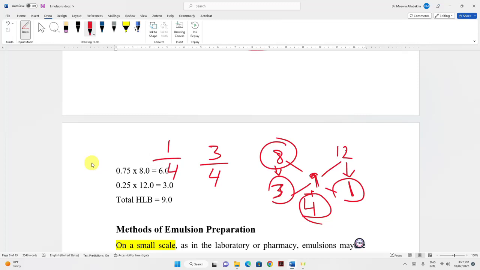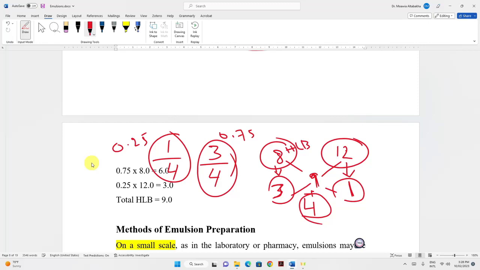Which means 0.75, or 75%, will come from the 8, the emulsifier that has an HLB value of 8. And only 0.25, or 25%, will come from the emulsifier with an HLB value of 12.